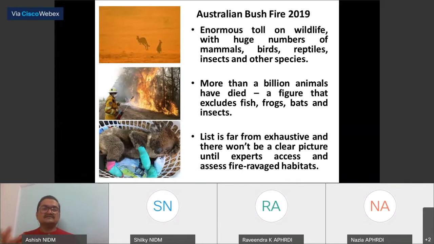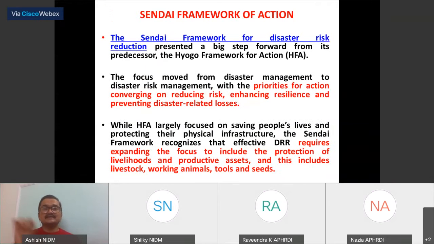So one disaster leads to another, a secondary disaster, a tertiary disaster, and the loss of biodiversity, which can't ever be replicated. So we should be very cautious with respect to DRR of animals. Now, some of the policy issues I will discuss.